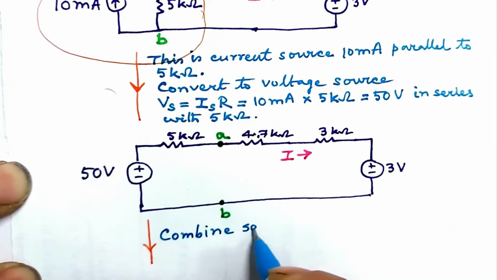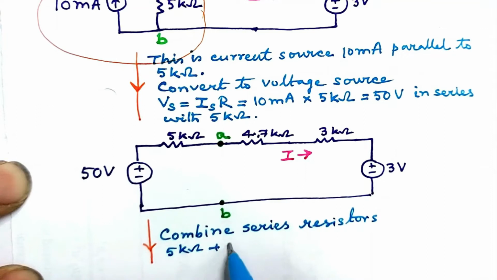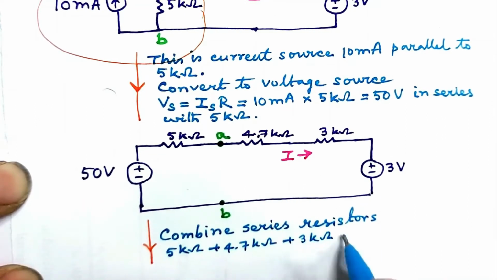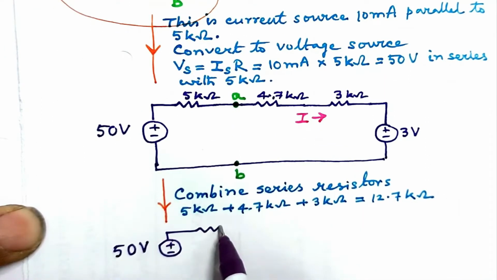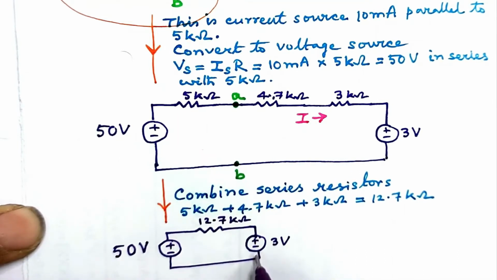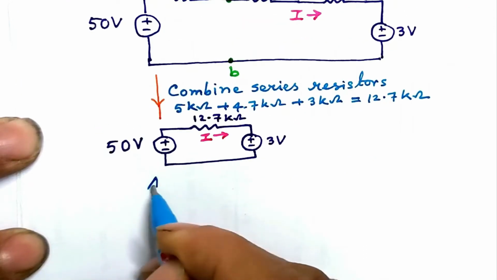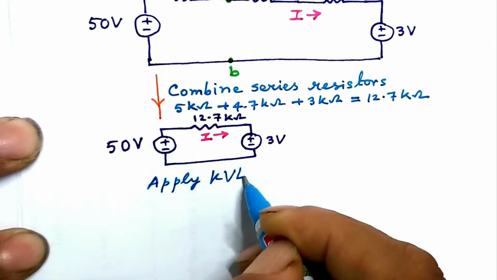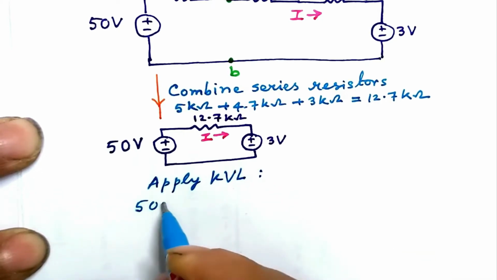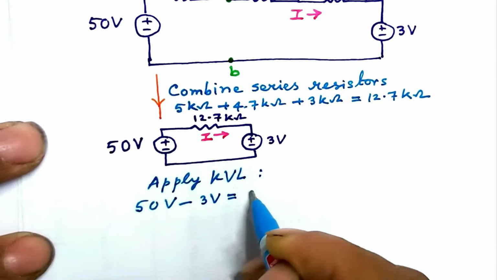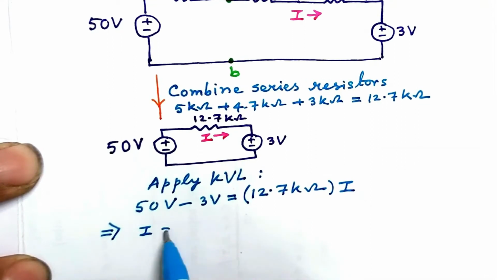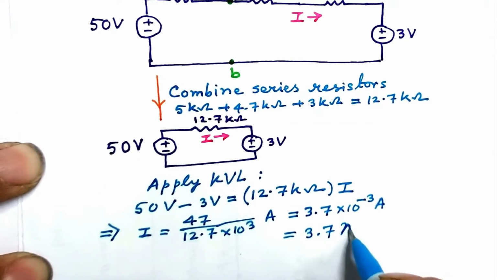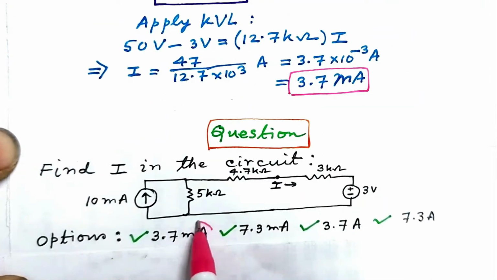Now combine series resistances 5 kilo ohm plus 4.7 kilo ohm plus 3 kilo ohm to get 12.7 kilo ohm. We redraw the circuit with the series combination of resistances, and current flowing across 12.7 kilo ohm resistor is I. Apply KVL, Kirchhoff's voltage law, to get 50 volt minus 3 volt equal to 12.7 kilo ohm into current I. This gives I equal to 3.7 milliampere. So this option is correct.